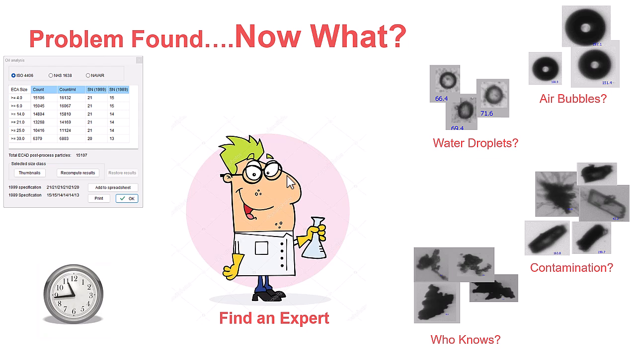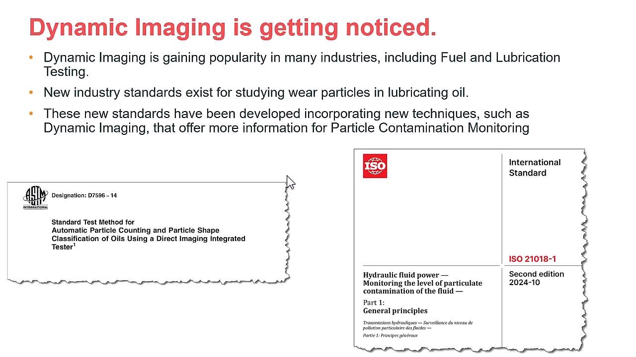So image analysis is gaining popularity in many industries, including the fuel and lubrication industry. As a matter of fact, besides the ISO 21018, there are ASTM standards that already talk about image analysis for the fuel and lubrication market. So there is a lot of activity and people looking at the use of image analysis. Why is that? The reason is because it does give you the particle contamination monitoring capabilities, the counting. It does give you the classifications, but it also gives you the ability to look at images. Okay, so let's go into a little bit of depth of how dynamic image analysis works.